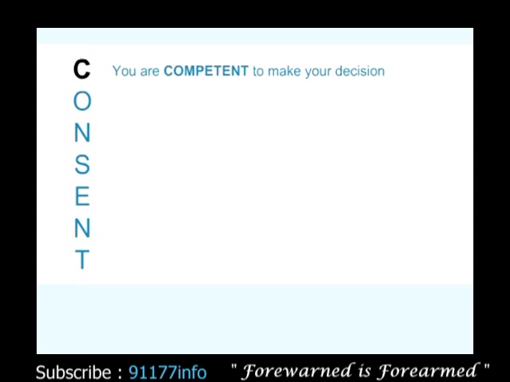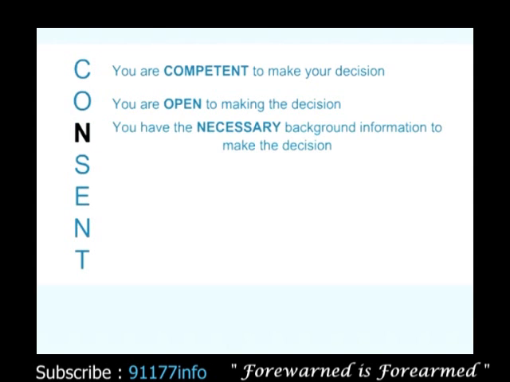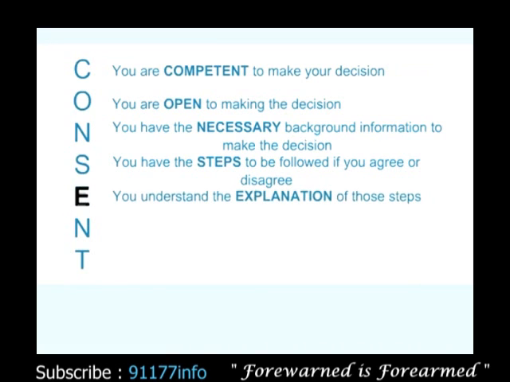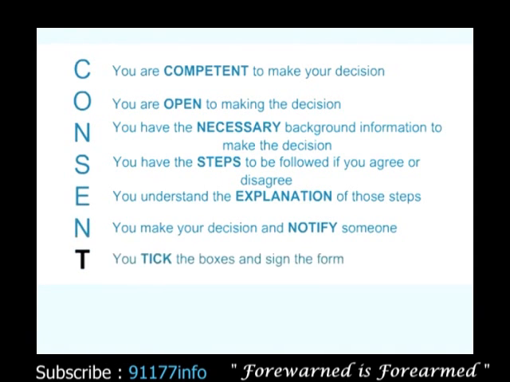C. You are competent to make your decision. O. You are open to making the decision. N. You have the necessary background information to make the decision. S. You have the steps to be followed if you agree or disagree. E. You understand the explanation of those steps. N. You make your decision and notify someone. T. You tick the boxes and sign the form.